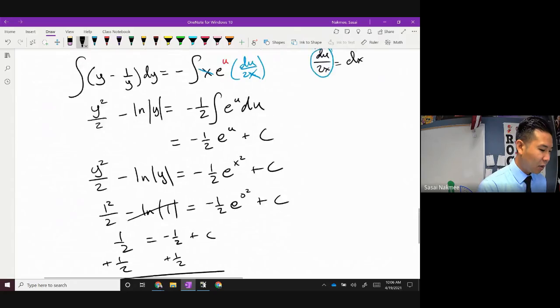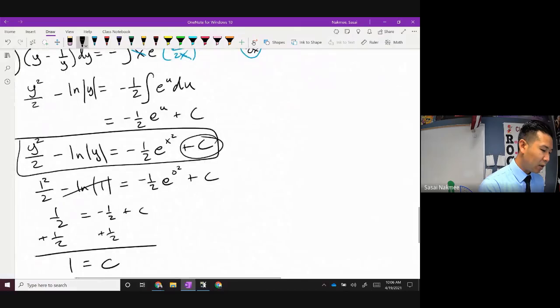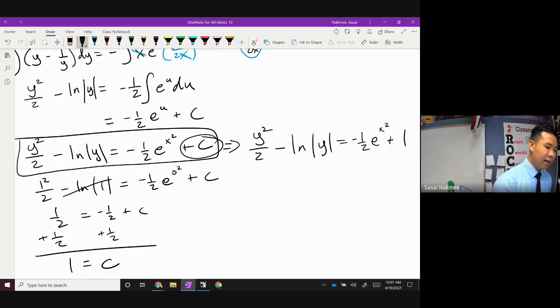Now that I have c is equal to 1, I can just go back to this equation right here and replace my c with 1. So this right here is going to become y squared over 2 minus the natural log of the absolute value of y is equal to negative 1/2 e to the x squared plus 1. And there you go. That's your particular solution.